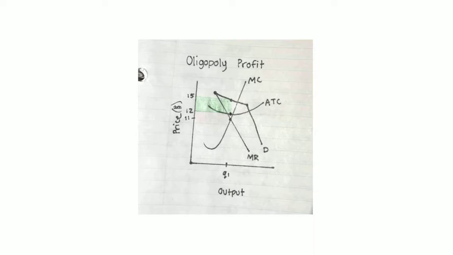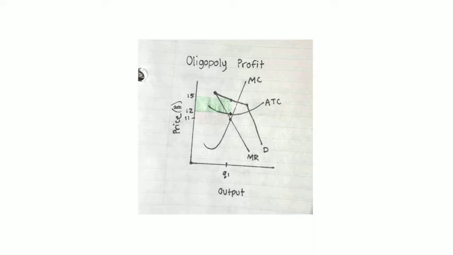Looking at the graph, the company covers the average total cost for producing Q1 units when they sell the product for $12. The demand curve tells us that consumers are willing and able to pay $15. Since the company would be covering the average total cost at $12 while selling the product for $15, the company is making a profit.